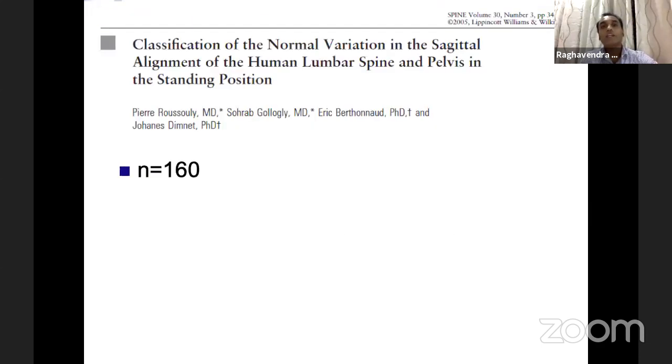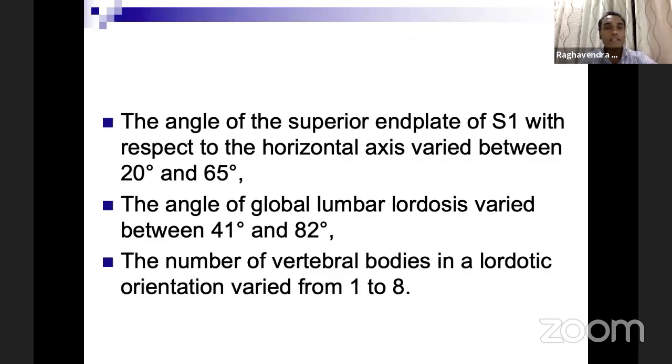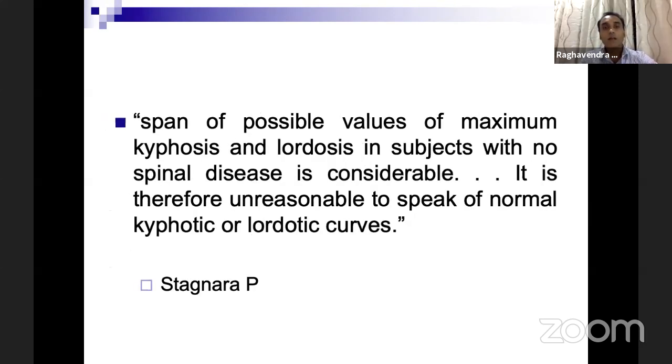So is there a normal variation of the pelvic incidence and also normal variation of what we call lumbar lordosis and thoracic kyphosis? 160 patients, not patients, actually human volunteers were looked at by a French study again, and they saw that the sacral slope varies anywhere from 20 to 65 degrees, and the lumbar lordosis varied from 41 to 82 degrees, and the number of vertebral bodies in the lordotic segment varies anywhere from 1 to 8 vertebral bodies. So this brings us to a statement made by Stagnara, where he says that it is unreasonable to speak of normal kyphotic or lumbar curves because they always vary across a significant range.